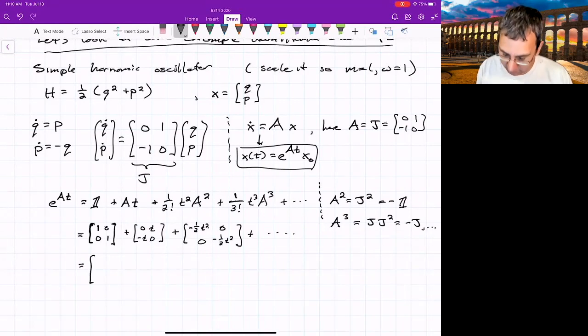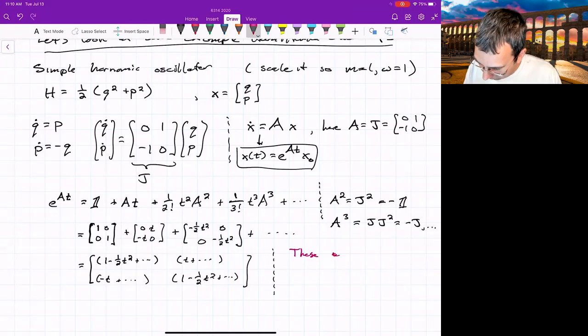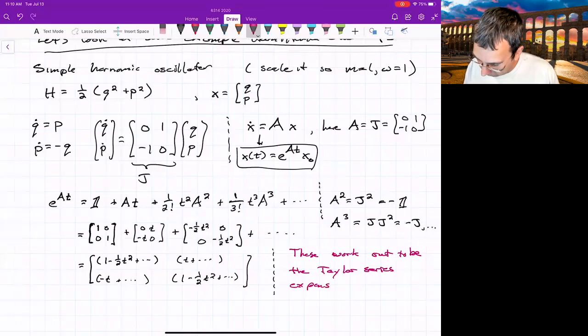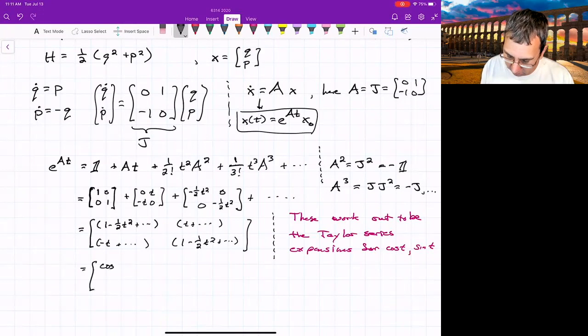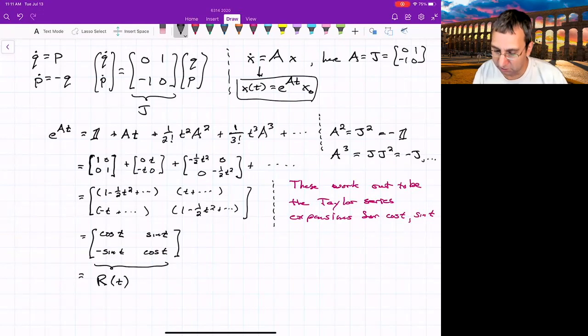If I start grouping these, I get 1 minus 1/2 t squared, et cetera, t plus stuff down here, negative t plus stuff, and this is 1 minus 1/2 t squared. If you actually work out what those are, these are the Taylor series expansions for cosine t and sine t. So we could just write cosine t and sine t. So then this equals cosine t, sine t, negative sine t, and this is still cosine t. We could write this as capital R sub t. It's the clockwise rotation through an angle t.